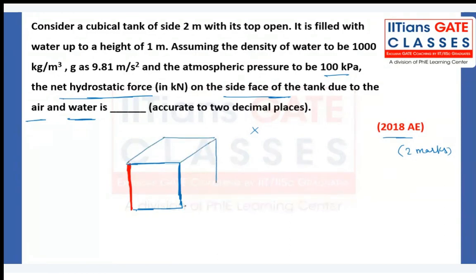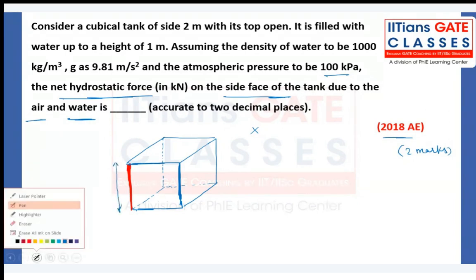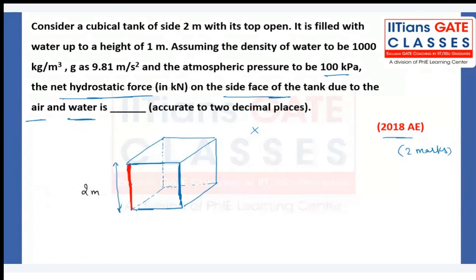There is a cubical tank. This cubical tank is being subjected to the liquid pressure. Now when you try to see it from here, the total height of the tank side is 2 meter, but the liquid is being filled up to the height of, sorry, 1 meter. 1 meter. Now, my dear friend, I want to calculate the net hydrostatic force on the side face.